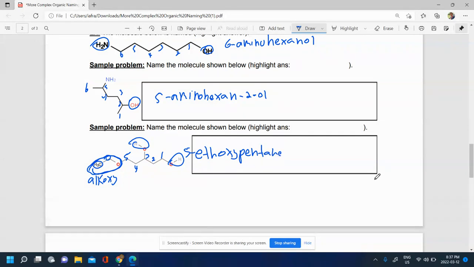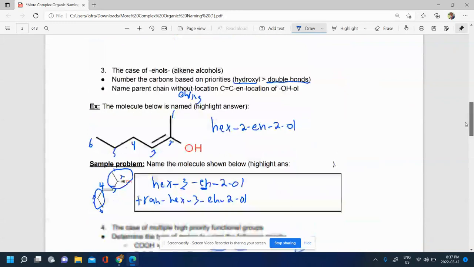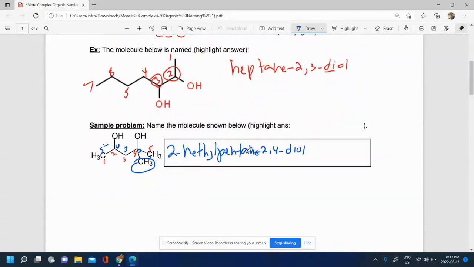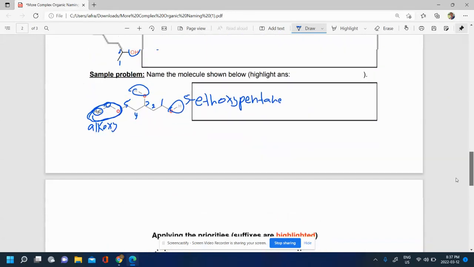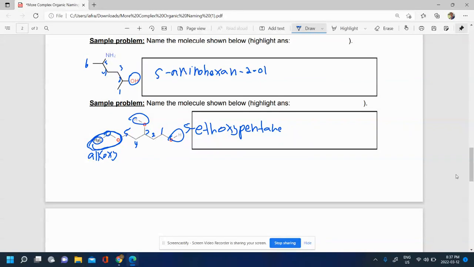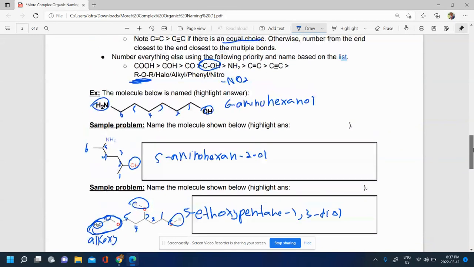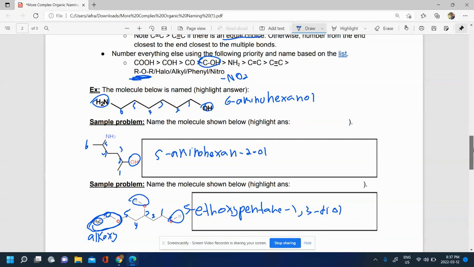The reason I'm doing that is because if you remember, this is a diol. And when we name diols, as you can see over here, we write the full name of the molecule, and then we put the location and then diol after that. So pentane, and it's 1,3-diol. And so that is our molecule name based on the substituents.